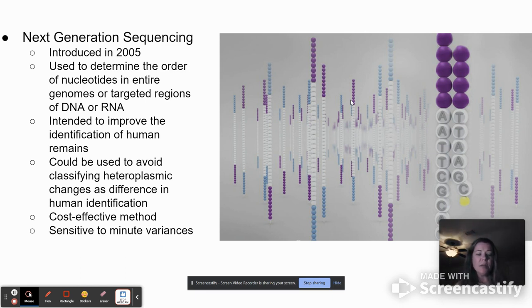The next generation sequencing method is cost effective. It's much cheaper than the Sanger method, and it is sensitive to minute variances in DNA samples.